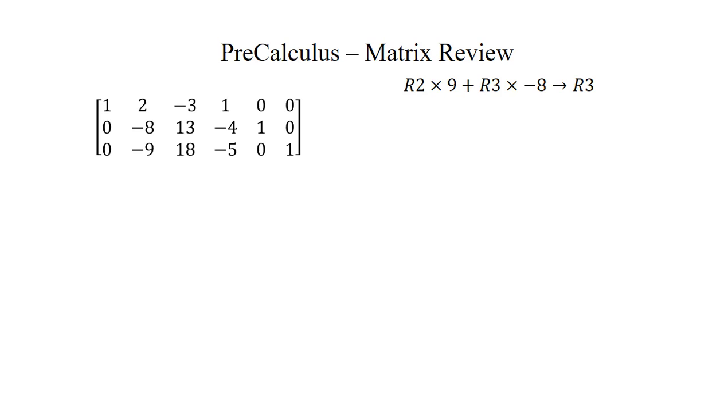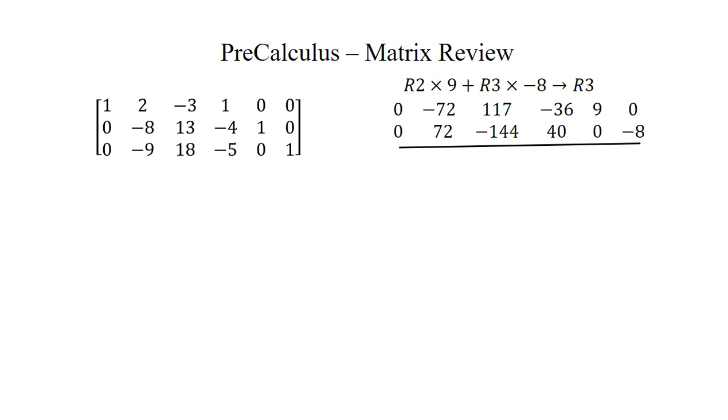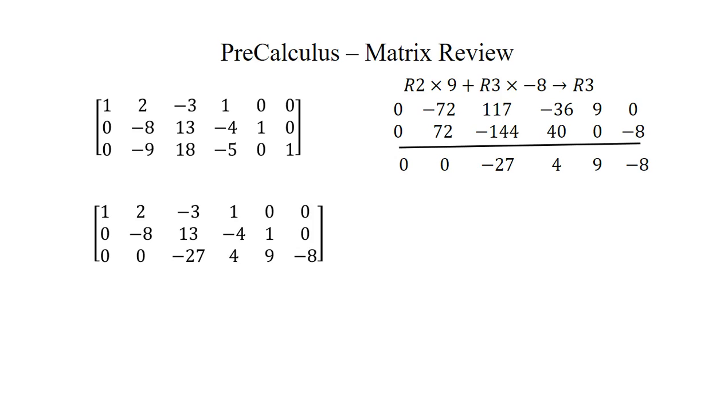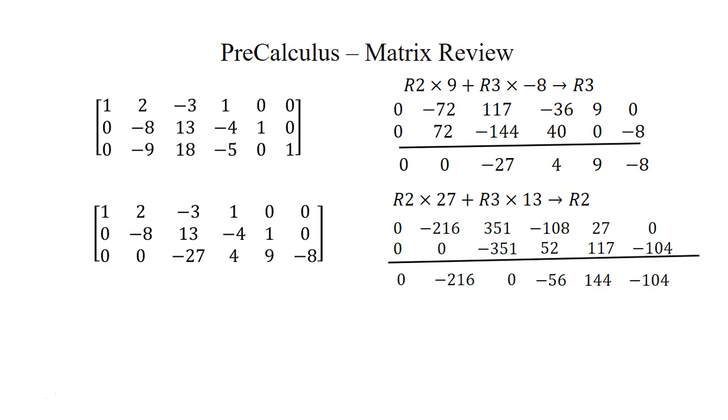So I'm going to multiply row 2 by 9 and row 3 by 8. And I got 0, 0, negative 27, 4, 9, and negative 8. So our goal here is to get the identity matrix in the first 3 columns. So we're going to move it over. All right, so next we're going to try to eliminate the 13 in row 2. So I'm going to multiply row 2 by 27 and row 3 by 13. And I've eliminated that 13. So I'm rewriting my matrix.